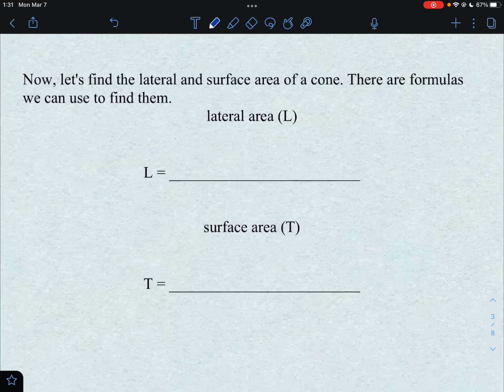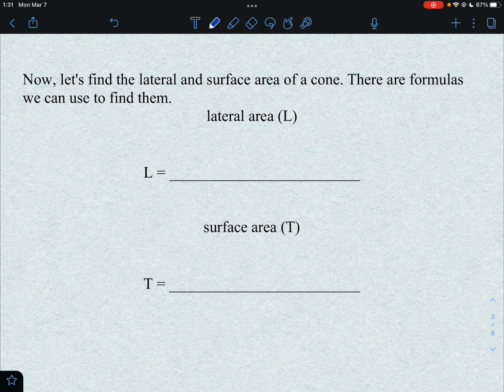So now for the formulas. The formula for the lateral area of a cone is pi times the radius times the slant height. And then for the total, we're just going to take that and add in one base. The base is a circle, so pi r squared. And with that in mind, let's jump right into some problems here.